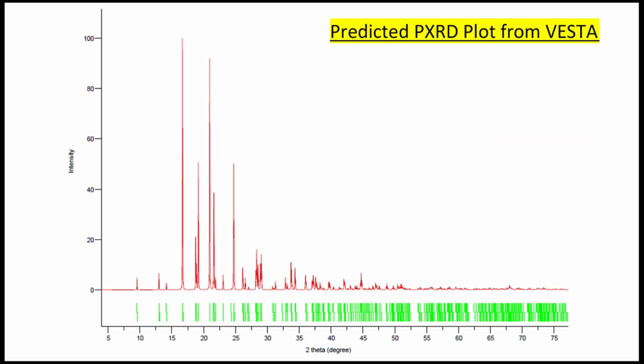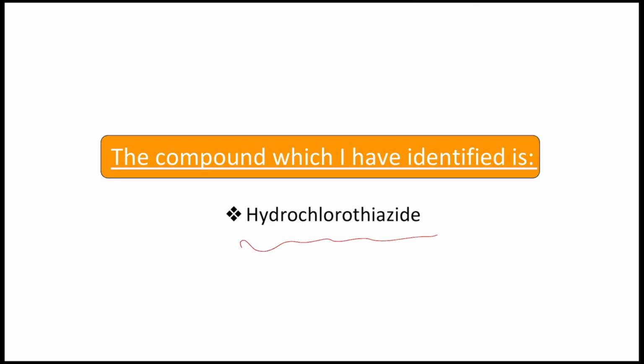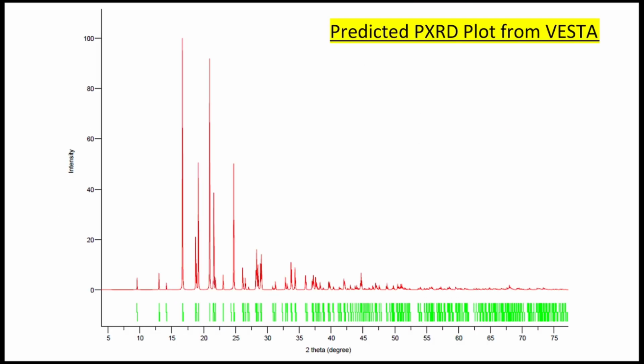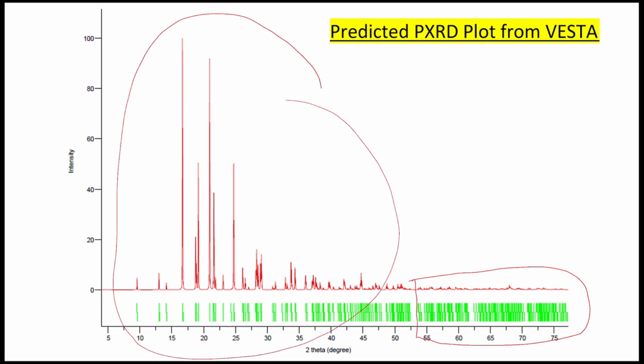Now this is the predicted PXRD pattern for this particular hydrochlorothiazide moiety. As you can see, the peaks are almost negligible after a 2 theta value of more than 50 or 55, but there are certain very sharp peaks we can see. In this particular region, there are sharp peaks at the low value of theta, which means the lambda value is of course going to be high because theta is low.